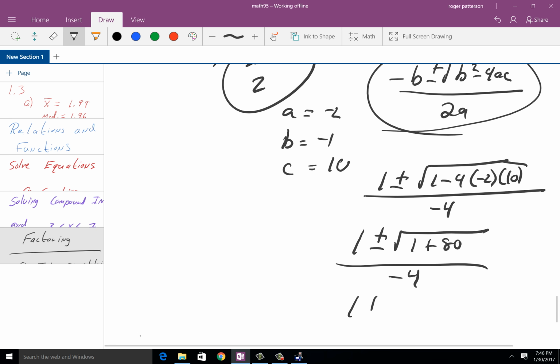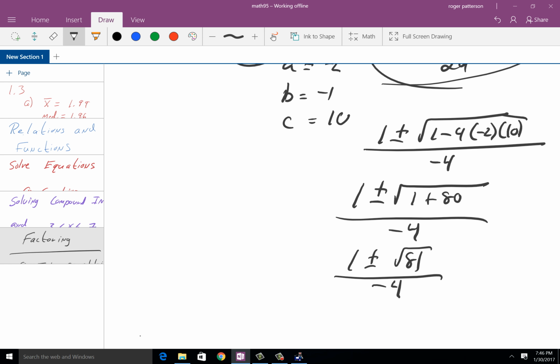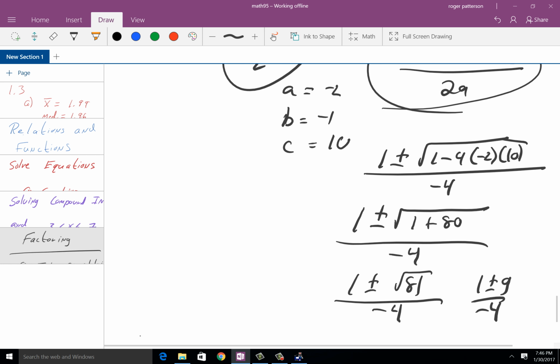Let's see, 1 plus or minus 81 over negative 4. 1 plus or minus 9 over negative 4. So we get negative 2 fifths and 2. So we get the same thing that we got there. Okay. So, I mean, you can factor it. All these are going to factor, or you can use your graphing.